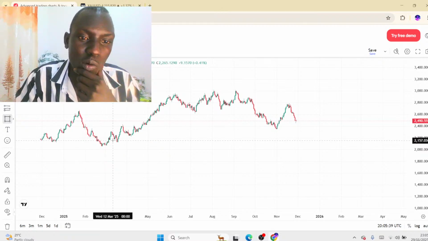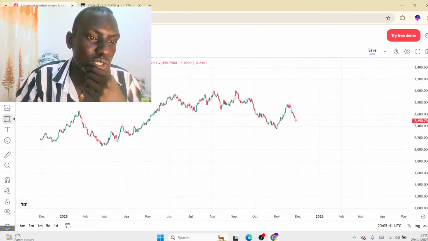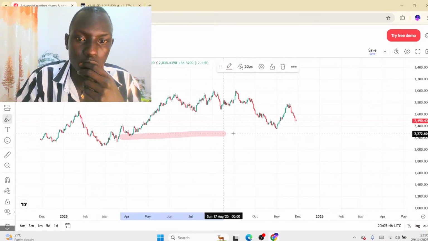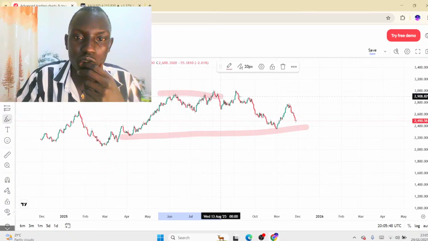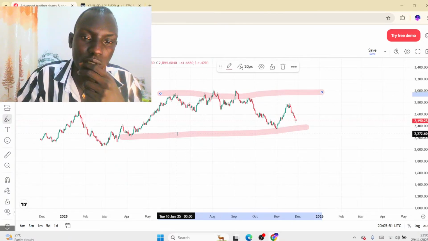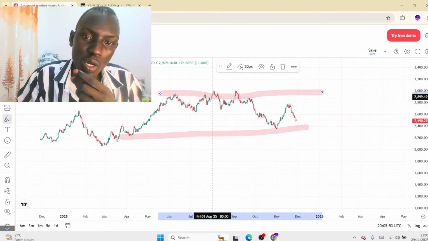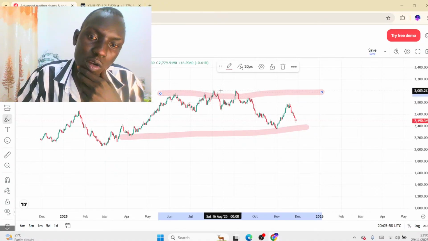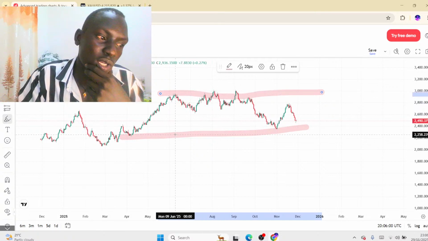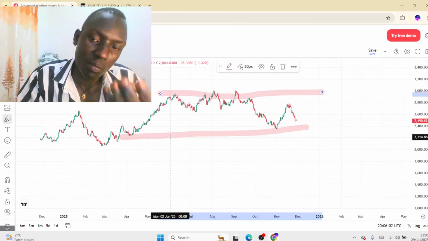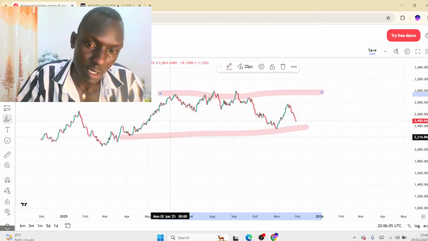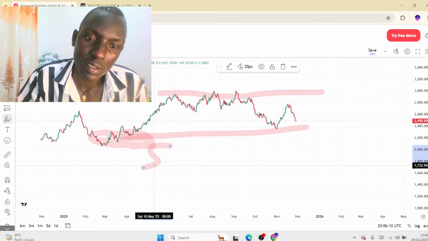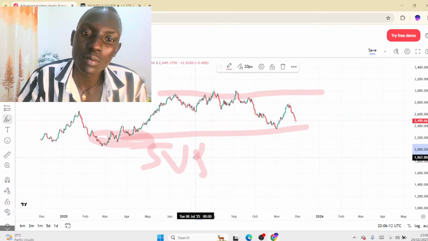So this is our zone currently right here. We have another zone right here. This is going to act as our support, and this is going to act as our resistance in this scenario. The support is also the demand, so there is no difference in that. This is the demand area, or the support area.